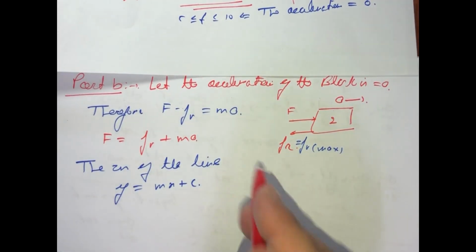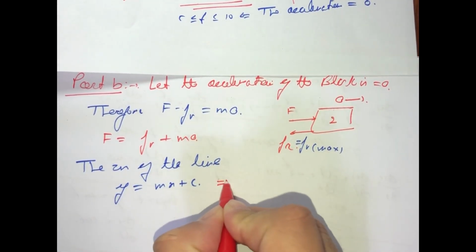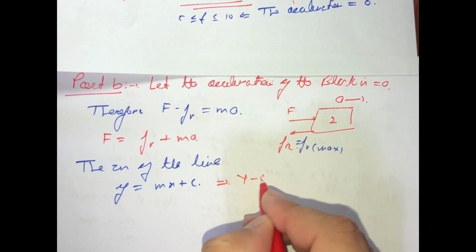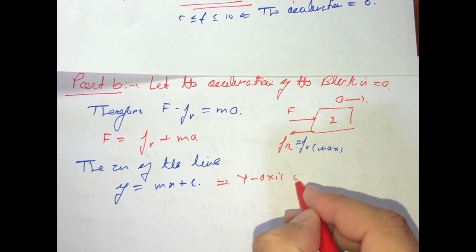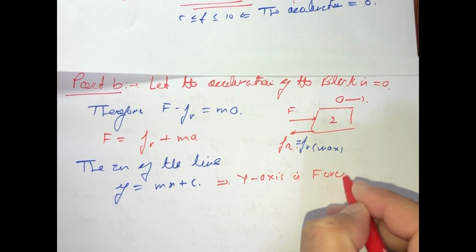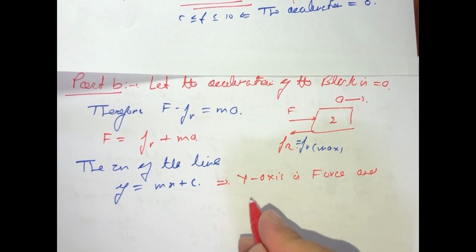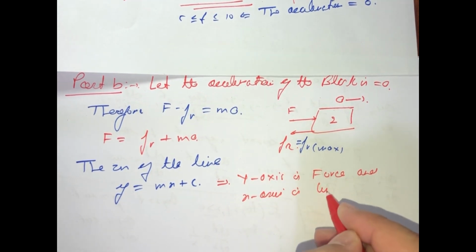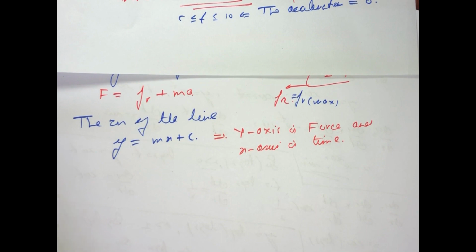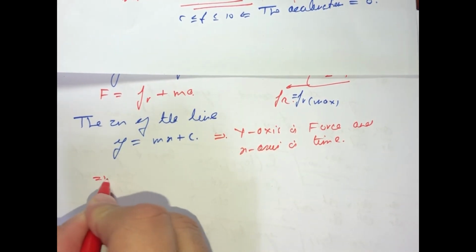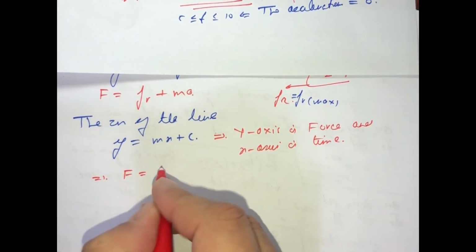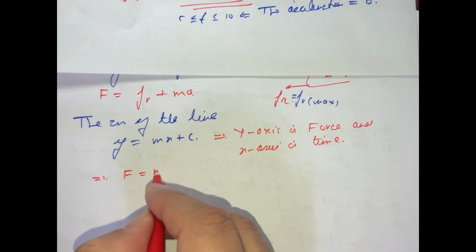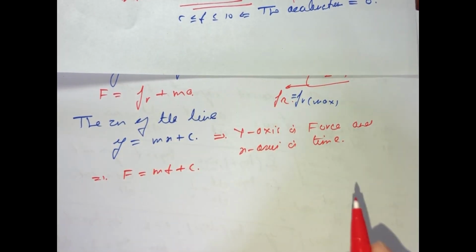So therefore we can say the y axis is force and the x axis is time. Therefore we can write this equation as F is equal to mt plus c.